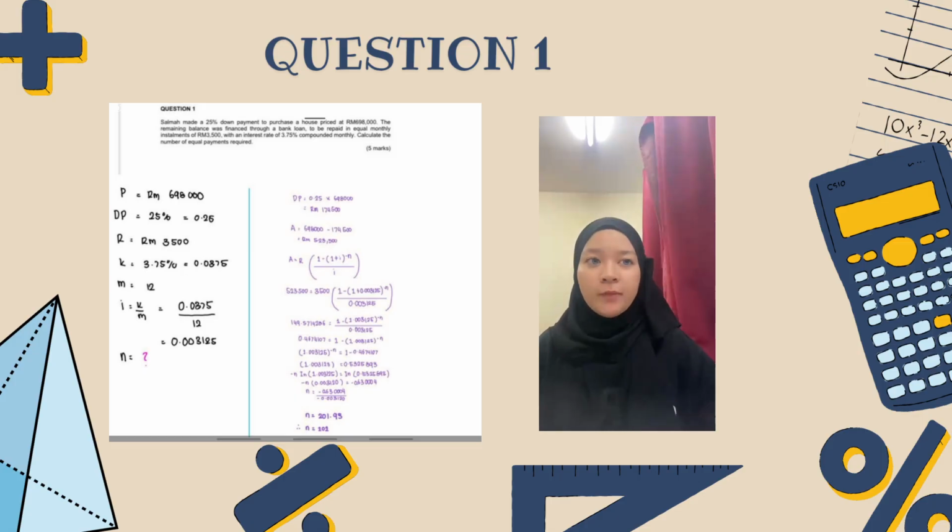Okay, first, we're going to have to multiply it. So 0.25, multiply it with the house price. So the P, 0.25 multiplied with 698,000, and we will get RM174,500. And now we're going to search for the A. The A is 698,000 minus 174,500, and we're going to get RM523,500.